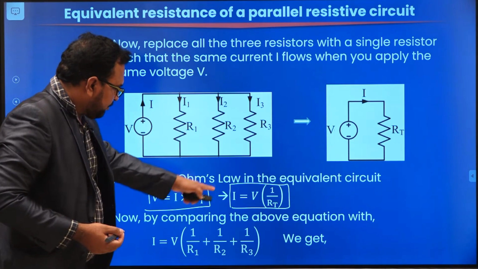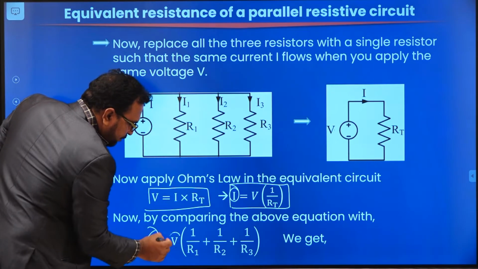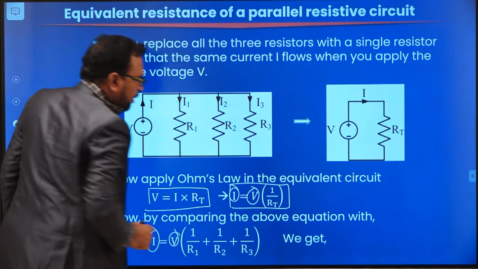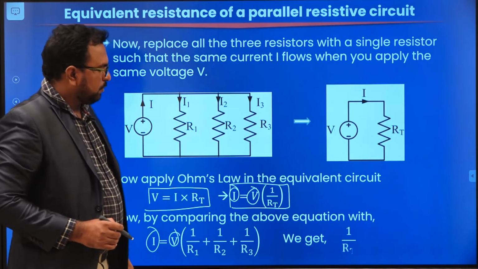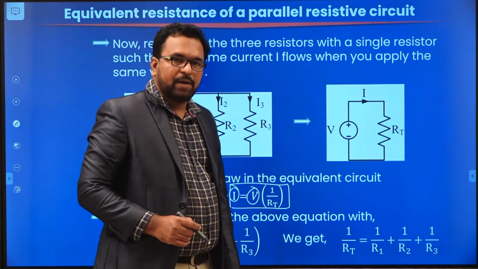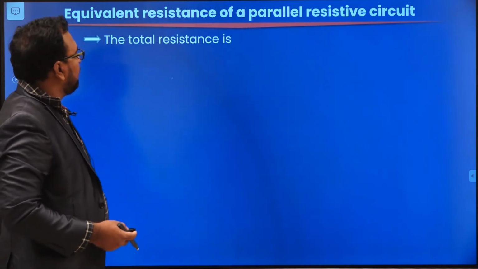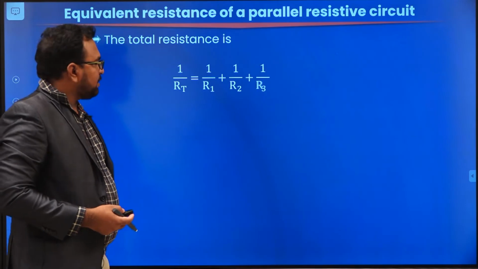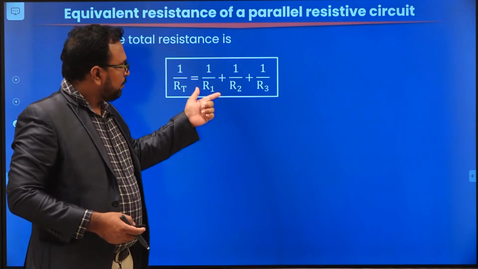If we compare this, in place of I, we are having I. In place of V, we are having V. But what is there in place of 1 by RT? We are having 1 by R1 plus 1 by R2 plus 1 by R3. So the equivalent resistance here, or the total resistance here, is 1 by RT is equal to 1 by R1 plus 1 by R2 plus 1 by R3.